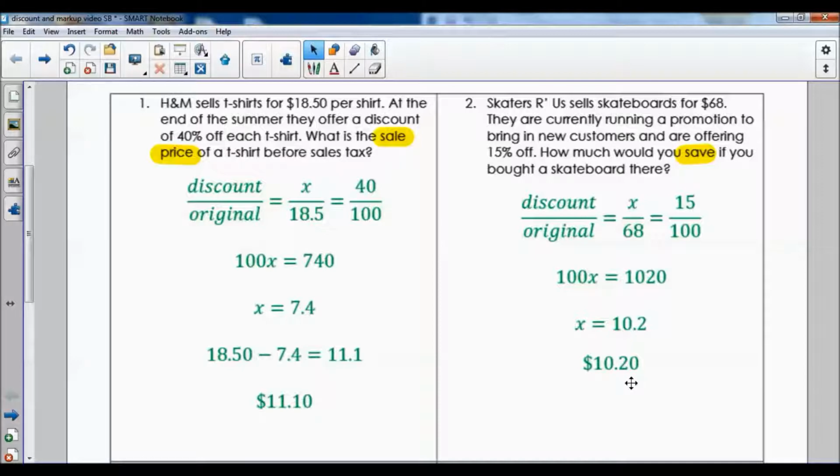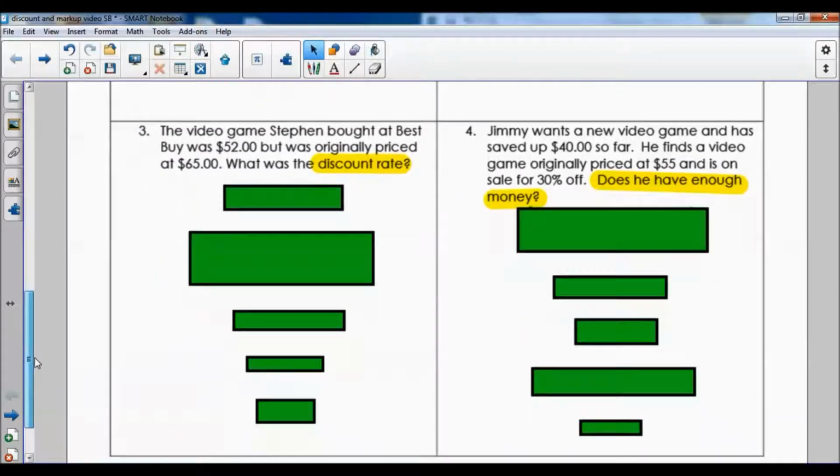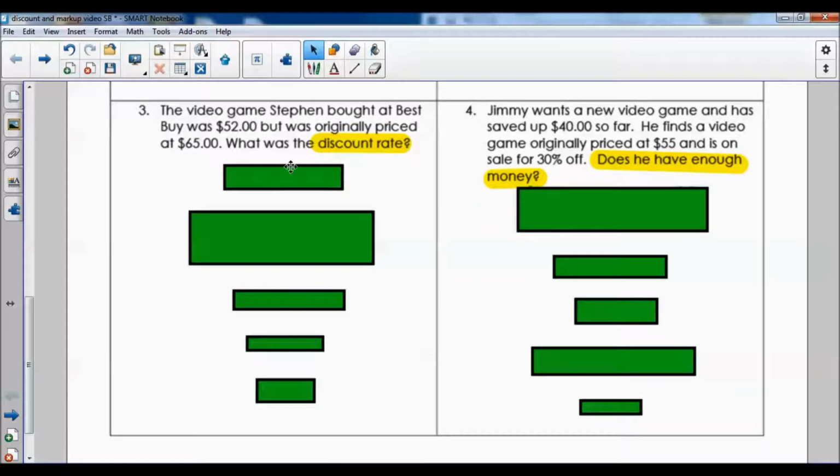Okay, number 3. Number 3 is a little bit different. This time we're looking for the discount rate. So let's read it and then we'll talk about what that means. So the video game Steven bought at Best Buy was $52, but was originally priced at $65. What was the discount rate?